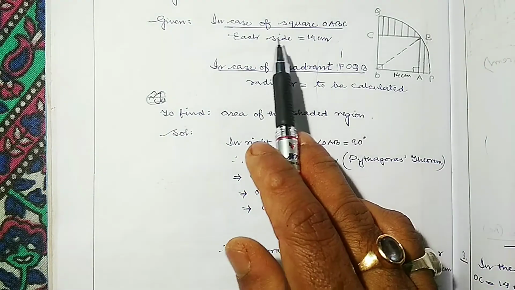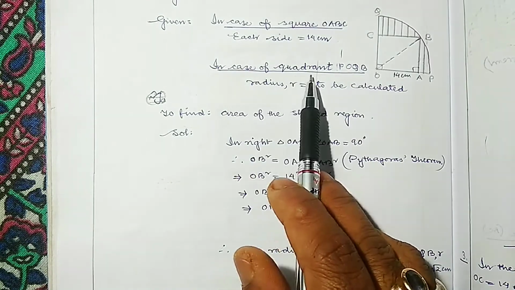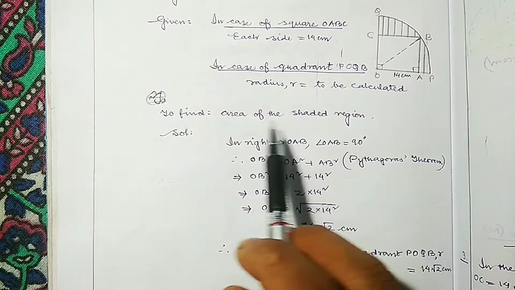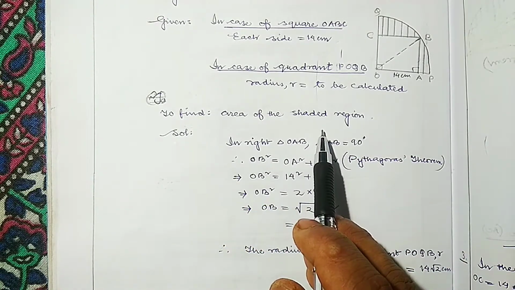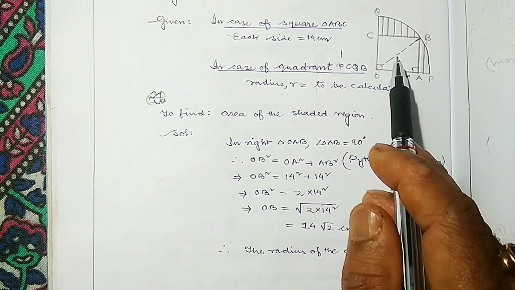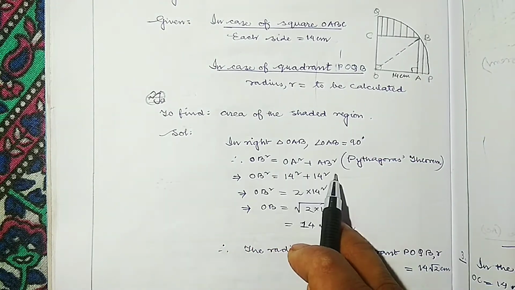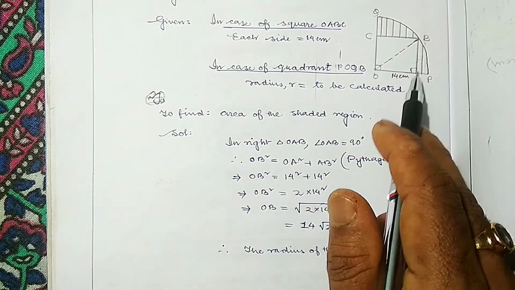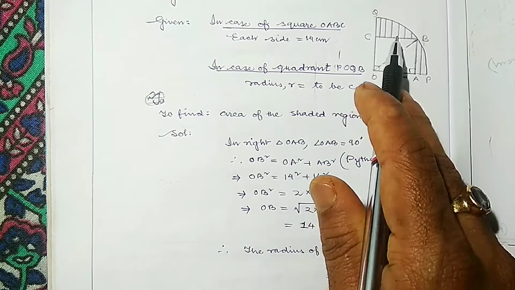So we can write, in the case of square OABC, each side is 14 cm. In the case of quadrant POQB, the radius is to be calculated. And what we have to find in this question is the area of the shaded region. Now in triangle OAB, just because this is 90 degrees, OB is the hypotenuse, so OB square is OA square plus AB square. Now OA we know is 14, AB is also 14 because it is a square, and in a square all the sides are equal.